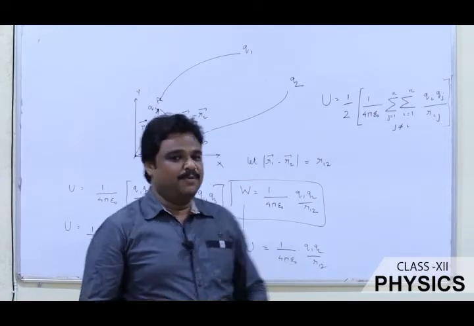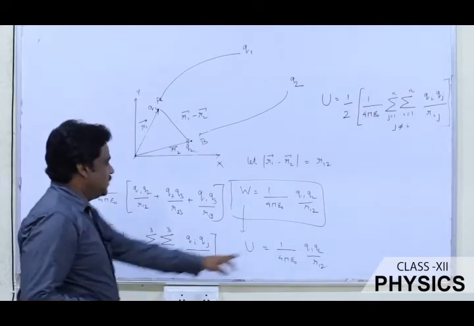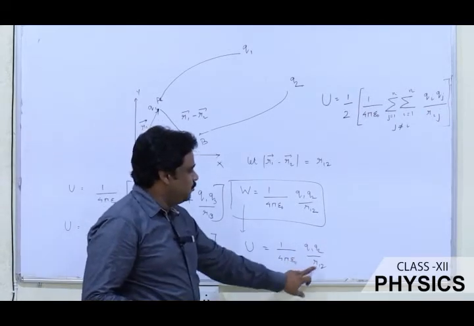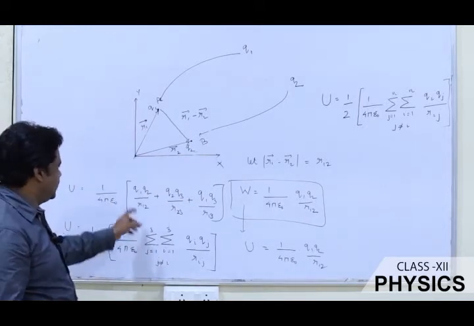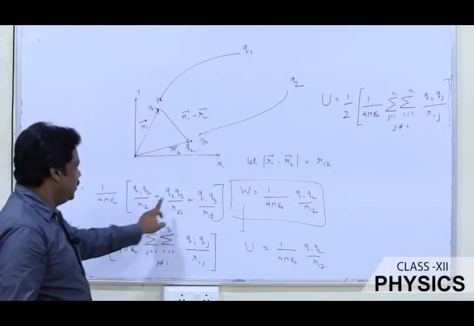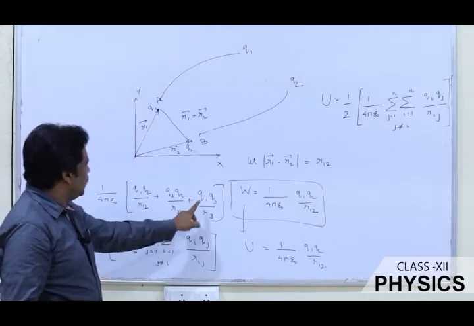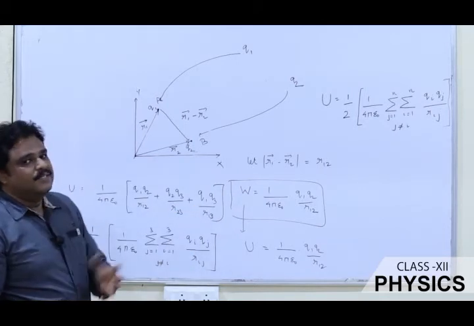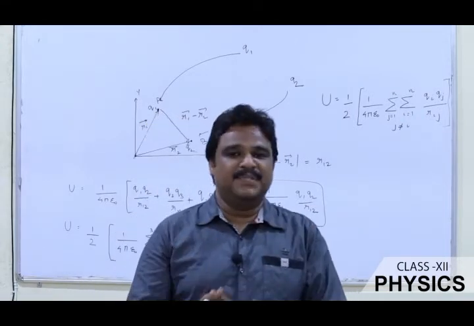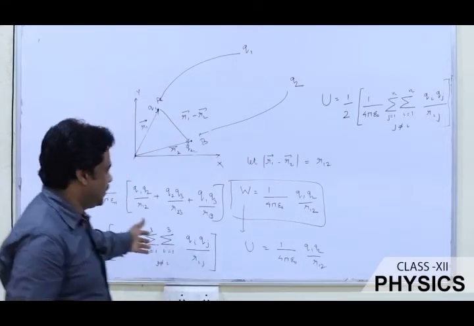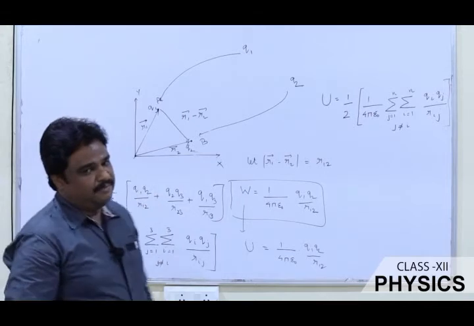Once again, what about 2-point charges? It is 1 by 4 pi epsilon naught Q1 Q2 by R12. If it is a 3-point charge, you make a cyclic rotation of all the sets, Q1 Q2 by R12, Q2 Q3 by R23, Q1 Q3 by R13. So similarly you can write the summation form. Summation form is only for representation, but mathematically if it is for 3 charges, you are going to use this formula.